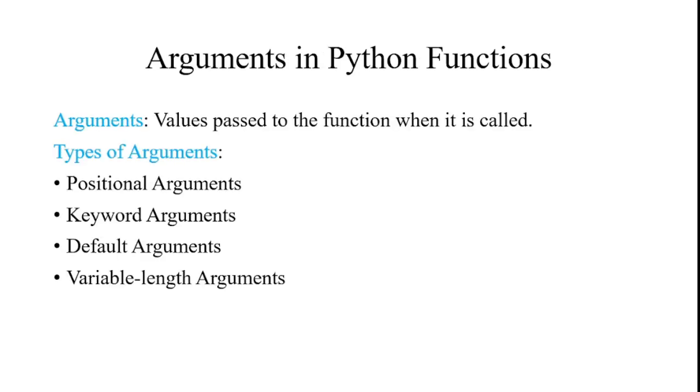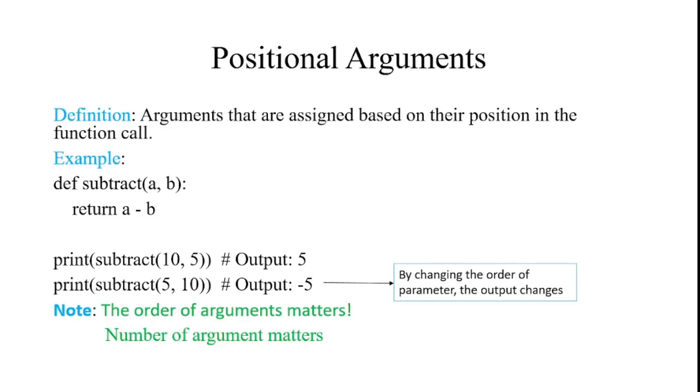Now if we talk about arguments, they are basically the values that are passed to the function when it is called. There are basically four types of arguments in Python: positional arguments, keyword arguments, default arguments, and variable length arguments. Now if we talk about the positional arguments, they are the arguments that are assigned based upon their position in the function call.